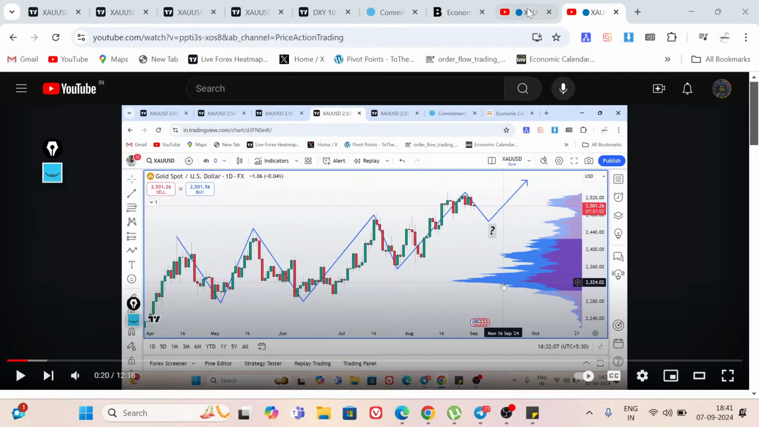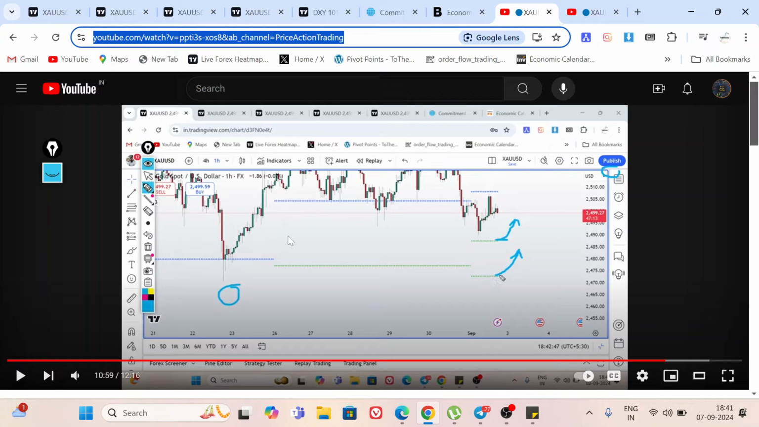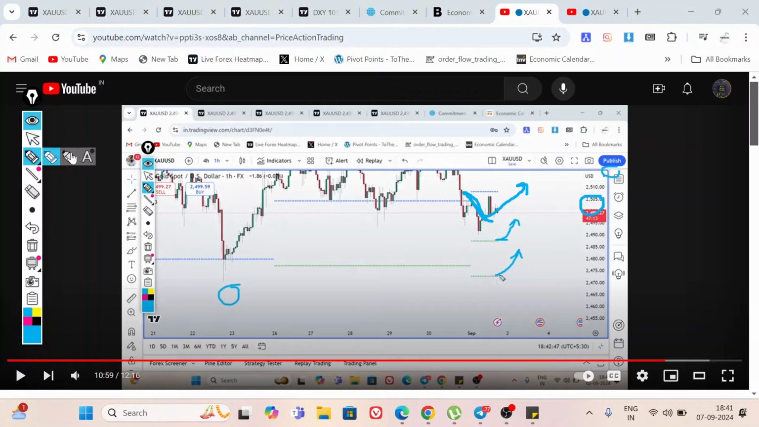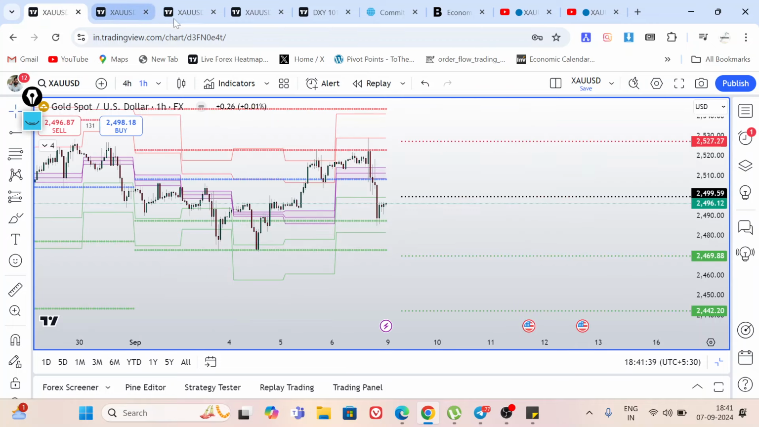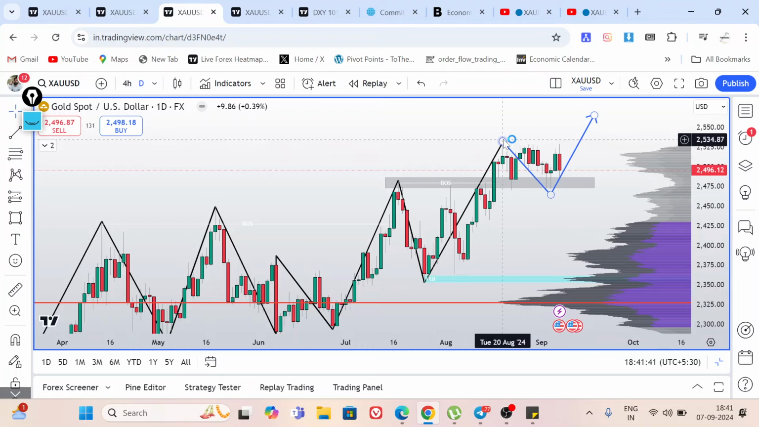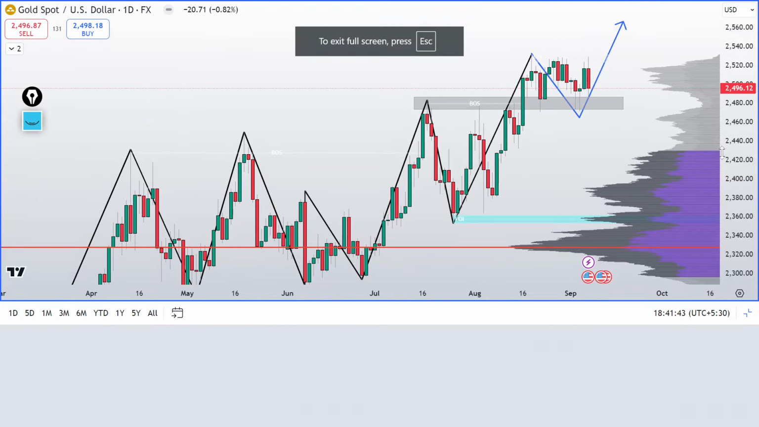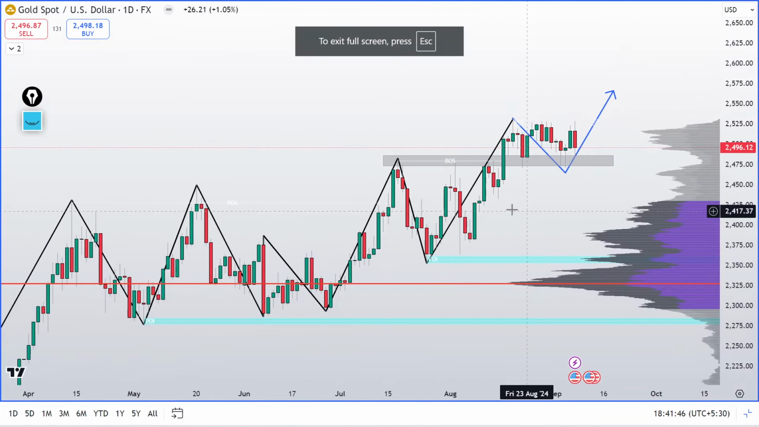In the previous week's video, I already mentioned that price can fall down near this level. This was the weekly pivot, and I also predicted that if it falls under this level around 2475, then in both conditions we are going to look for buy opportunities. If we check the current closing and price action from the previous week, you can see gold followed exactly the same movement.